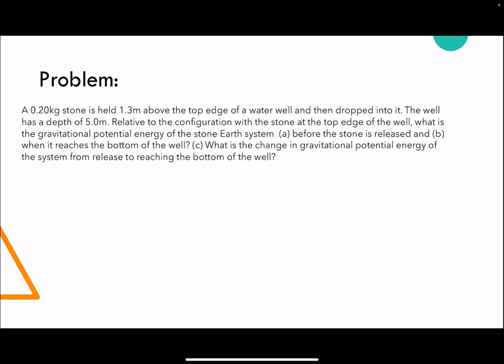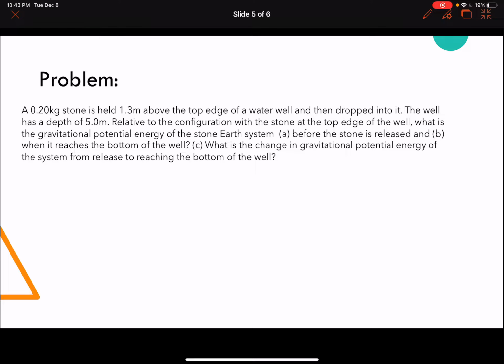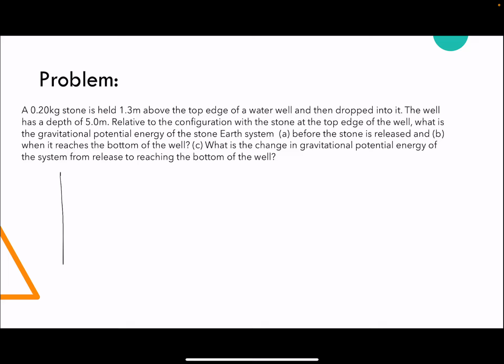Okay, now let's jump into our problem right here, which is we have a 0.20 kilogram stone held 1.3 meters above the top edge of a water well and then dropped into it. So let's draw a diagram right here, right? So this is 1.3 meters. I guess this is a well, so we can put a well right here. And then we're given that our height is 1.3.